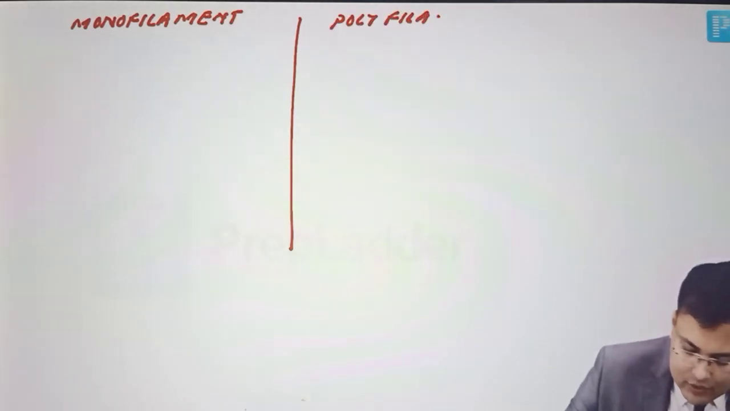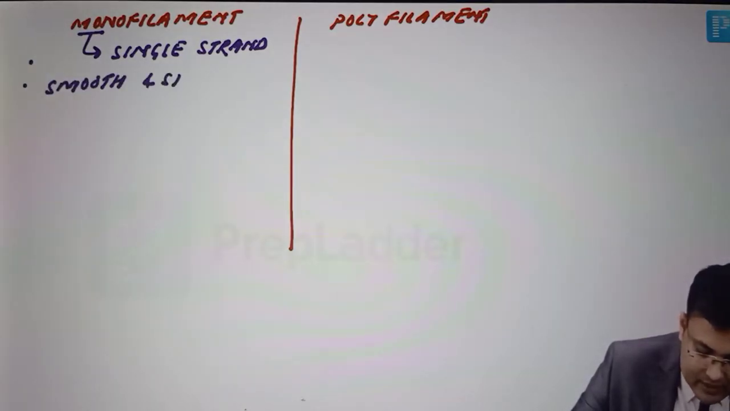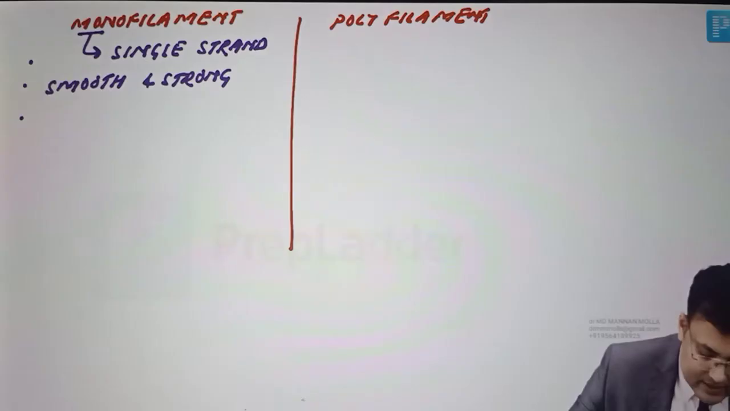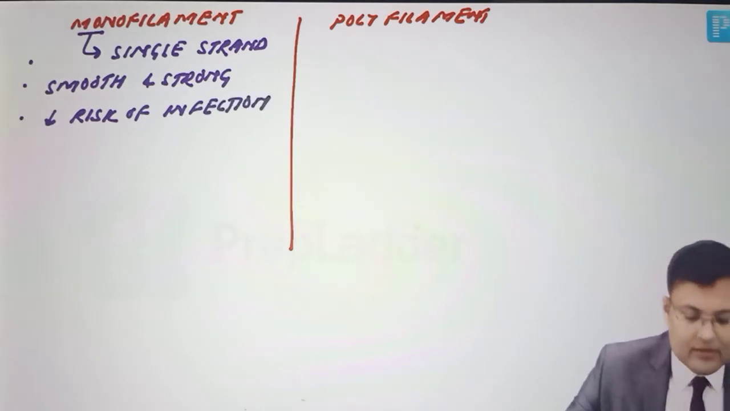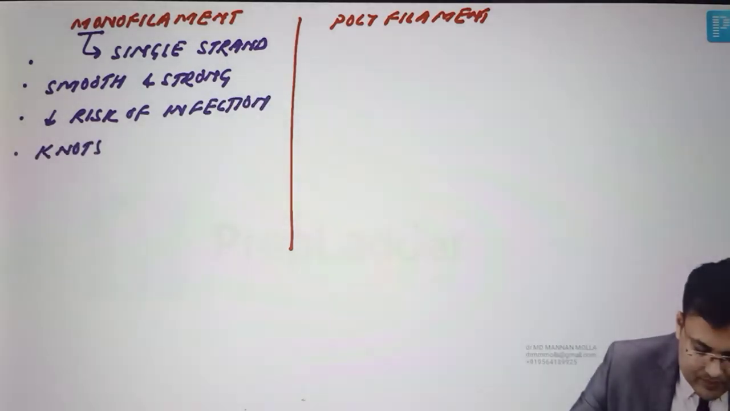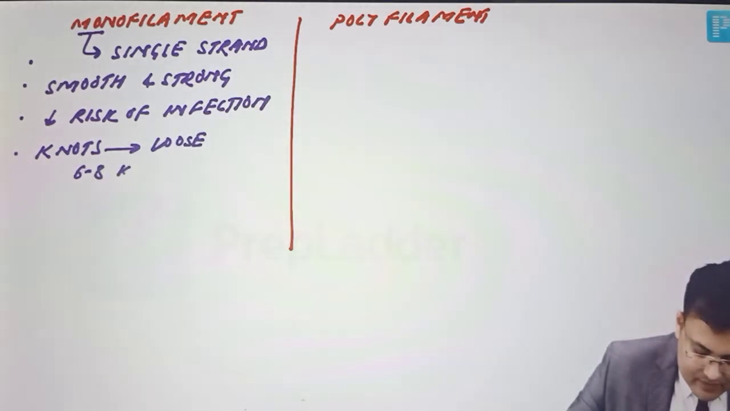To see the differences between monofilament and polyfilament sutures: monofilament means mono, so there is a single strand. These sutures have a single strand, and are smooth and strong. The good thing is that since there is a single strand, there is decreased risk of infection because there are no crevices. But the problem is the knots are less stable. The knots tied can become loose. How many knots do we take? That's why we take 6 to 8 knots with monofilament sutures.